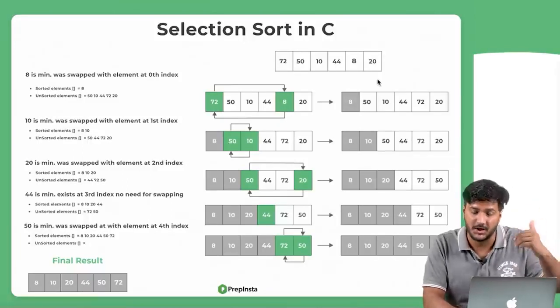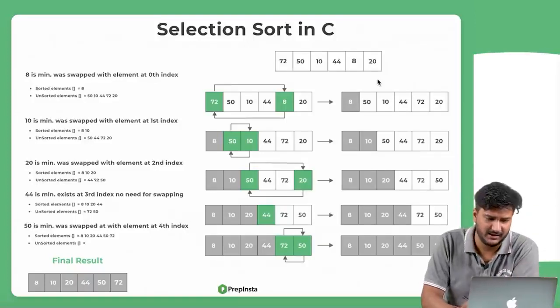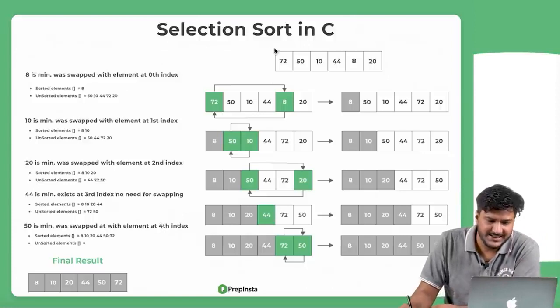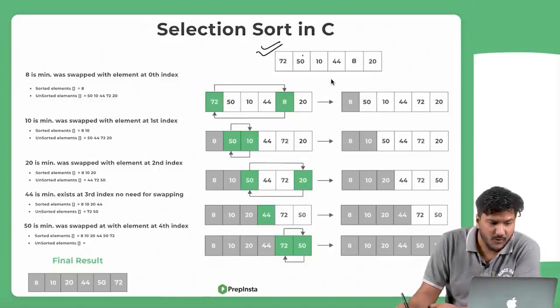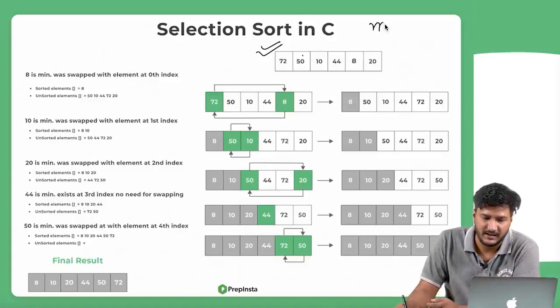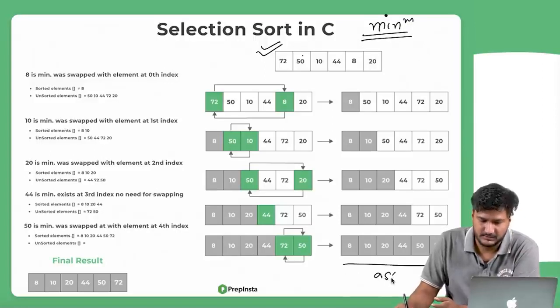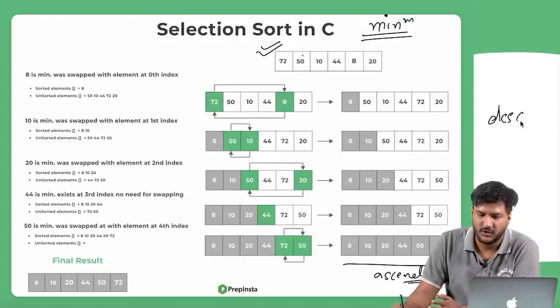So how does selection sort work? Let me very quickly help you understand. For example, this is the array that we have: 72, 50, 10, 44, 8, 20, right? Now, in selection sort, let's say in this particular case we have to find the minimum value and sort the array in ascending order. But in our question, it is descending order, so whatever we are doing here, we'll do a little opposite. Instead of minimum, we would be finding maximum. That's exactly what is happening in the question.